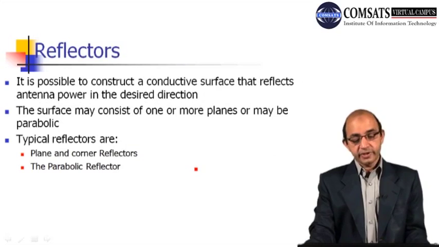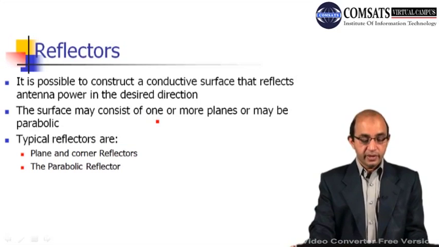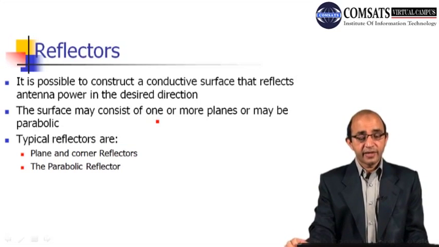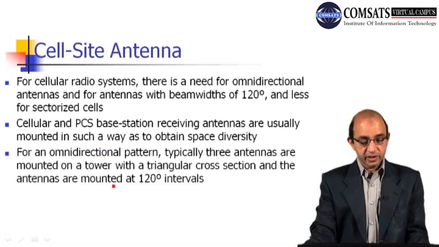Reflectors. So construct a conductive surface that reflects antenna power in a desired direction, right? So we can also use reflectors in order to have the desired direction of the antenna power. They may consist of one or more planes or may be parabolic, for example in the case of a dish antenna, right? So typical reflectors are plane or corner reflectors. The parabolic reflector, that is the dish antenna.